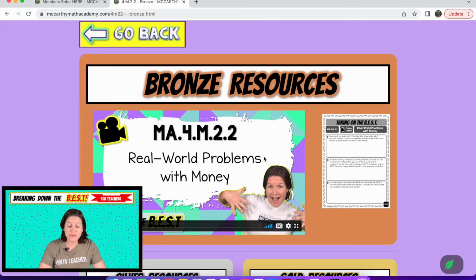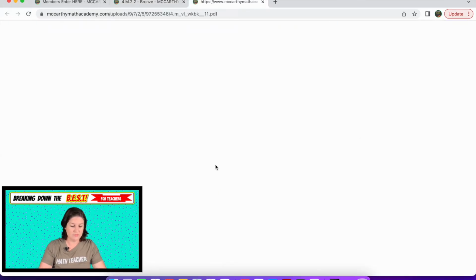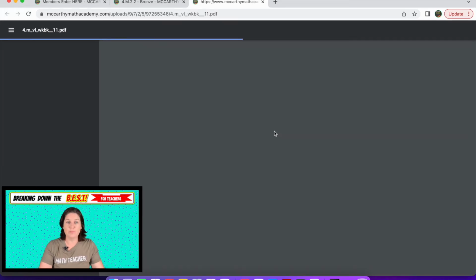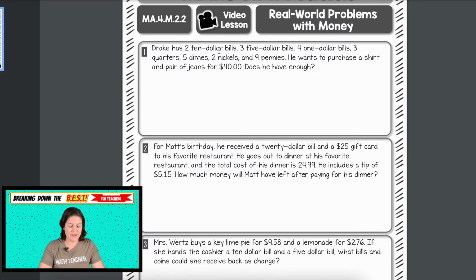This is where your video lessons and printable student guides are located, so students can take down their notes. So you just click play and students can follow along with this printable guide. The bronze, silver, and gold plans all have access to this printable. All right, you can see here that we have one that says like Drake has 2 $10 bills, 3 $5 bills, 4 $1 bills, 3 quarters, 5 dimes, 2 nickels, and 9 pennies. He wants to purchase a shirt and a pair of jeans for $40.